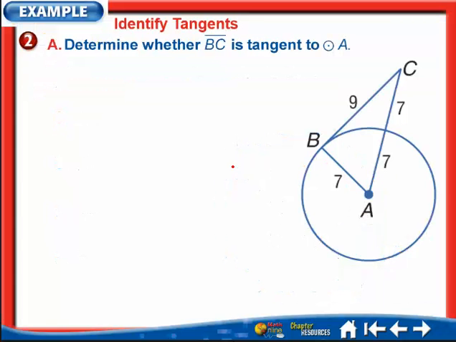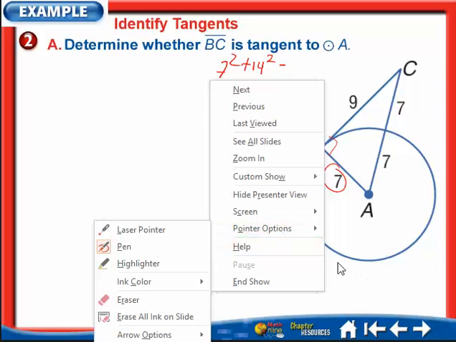Example 2. Determine whether BC is a tangent. Well, if it is, then this would be a right angle and this would be a right triangle. So I could say that 7 squared here plus this whole line would be how much? 7 and 7 is 14, squared would, oops, messed up. That's my hypotenuse. Let me erase it.